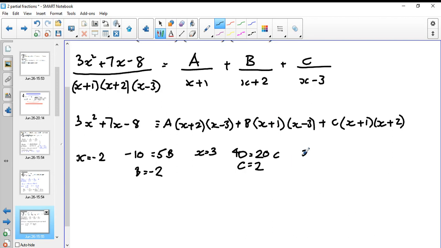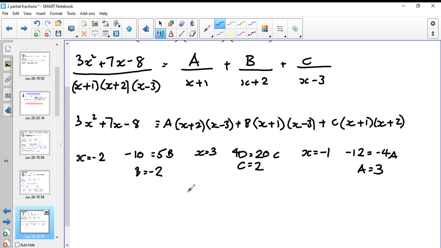And finally, if I put minus 1 in, that's going to eliminate C and eliminate B. Minus 1 squared is 1, times 3 is 3, minus 7 is minus 4, minus 8 is minus 12. That disappears, that disappears. Minus 1 plus 2 is 1. Minus 1 take 3 is minus 4. 1 times minus 4 is minus 4A, which means A is 3.